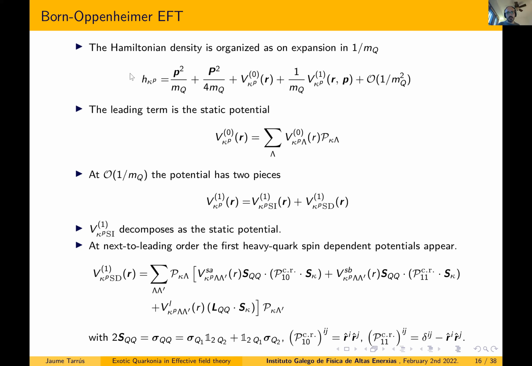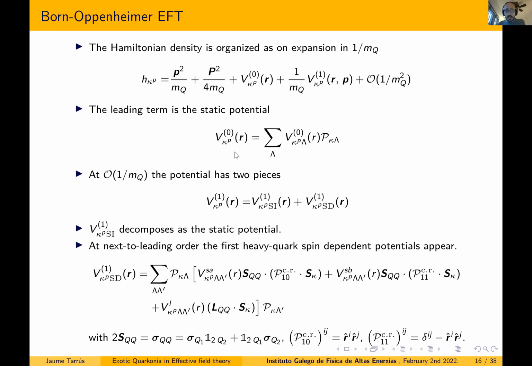So we expand this in the heavy quark mass. At leading order, you have the static potential. And at next to leading order, you get the kinetic terms. This is the kinetic term associated to the relative momentum, the relative coordinate, and this is the one associated to the center of mass. And then you get a 1 over m_q suppressed potential. And of course, going to higher orders, one would get more and more suppressed potentials.